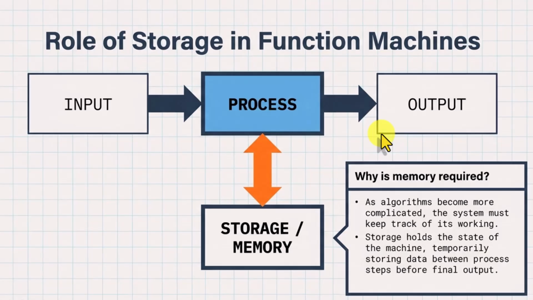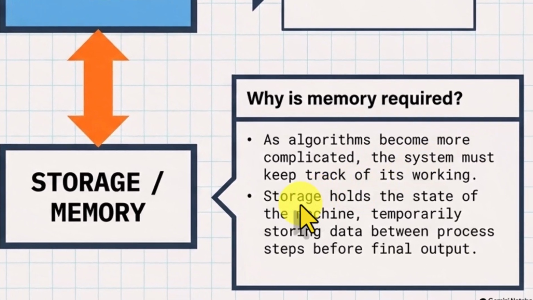Then the only input process output system just works with very simple tasks. But as algorithms become more complicated, the system must keep track of its working. It has to keep the data that it has worked on. So when that is needed, we would simply need some memory and storage to keep the data between the process steps before the final output. In modern computers we have RAM and caches for that.